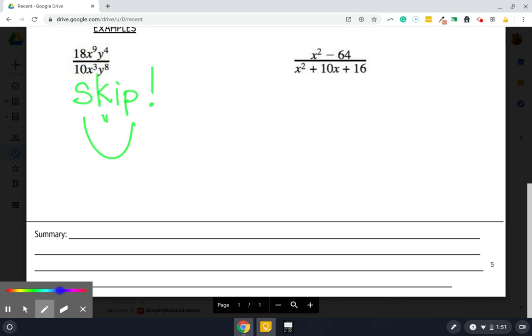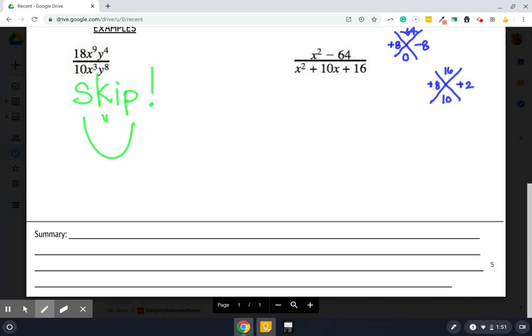So step 1, factor. X method factoring, we're going to use a lot. In the top, we've got negative 64, and we've got 0. This is a weird one, but we're going to get a plus 8 and a minus 8. We haven't done too many with 0 in there, but that's how that one fits. In the bottom, we've got 16 and 10. Both are positive, which means our signs are positive, plus 8 and plus 2.